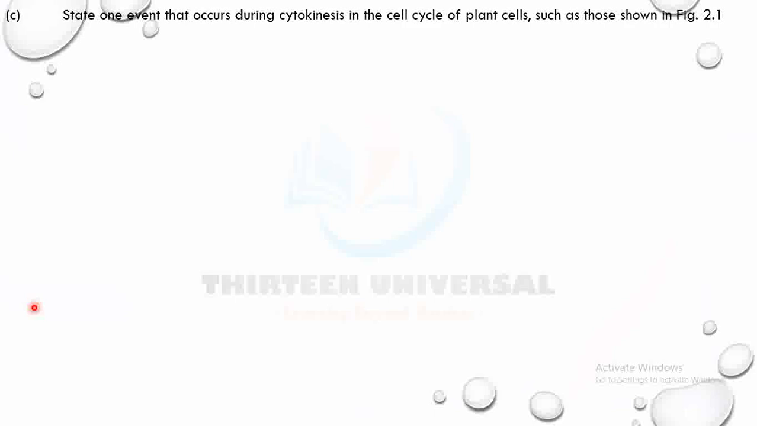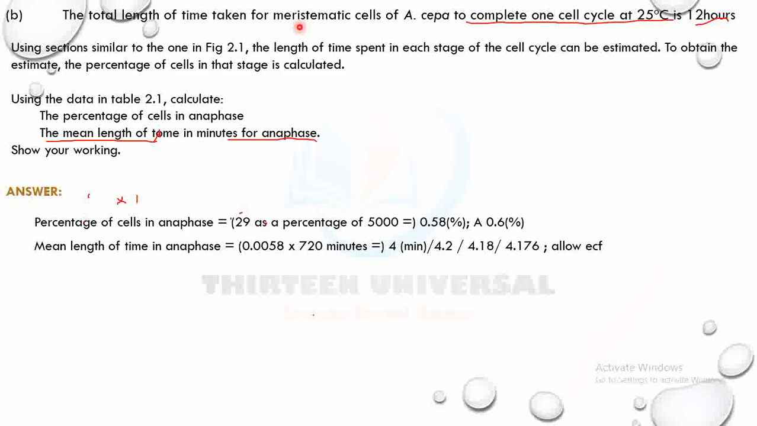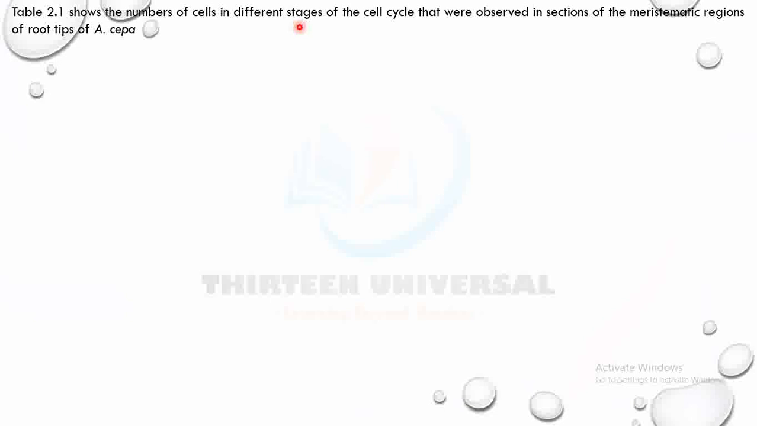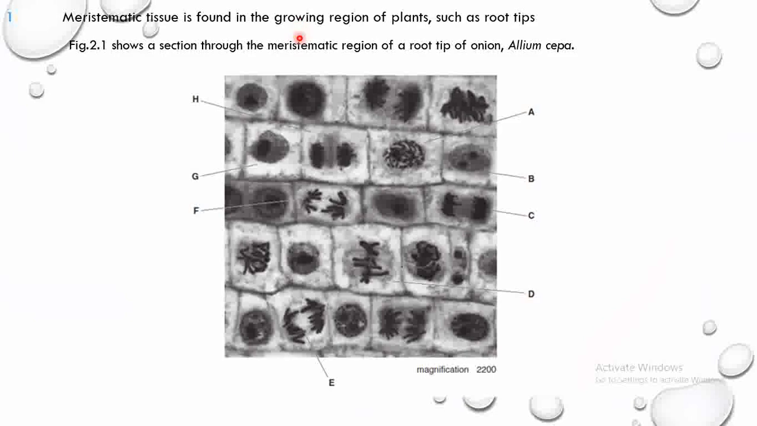2 marks. State one event that occurs during cytokinesis in the cell cycle of plant cells, such as those shown in Fig 2.1. Cytokinesis is when the cell splits into 2. So it is H, cytokinesis. Remember this is a plant cell. So one of the stages that happen is, can you see this?